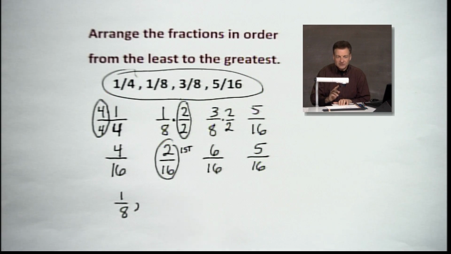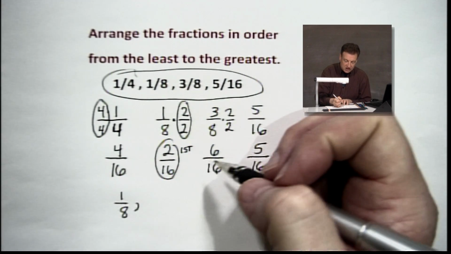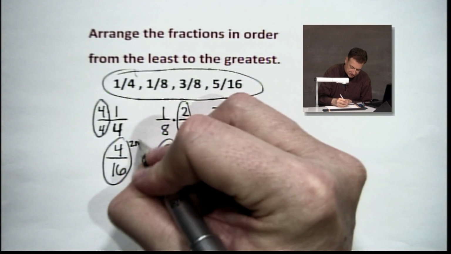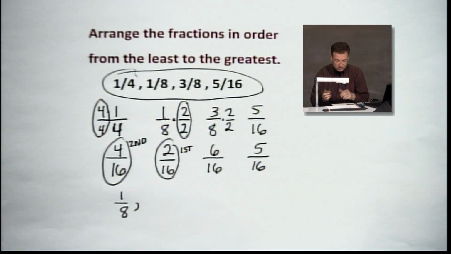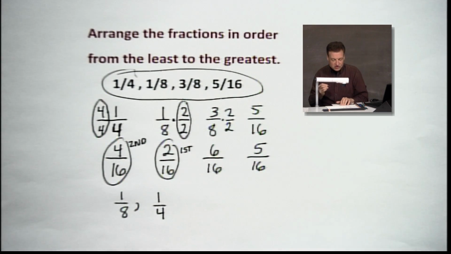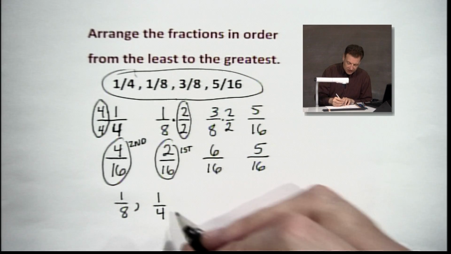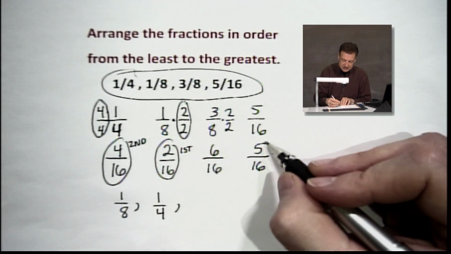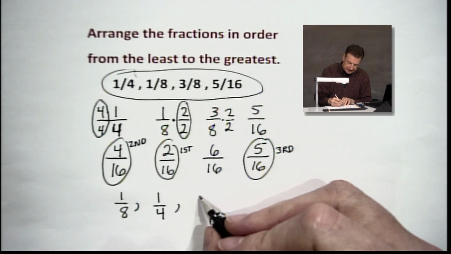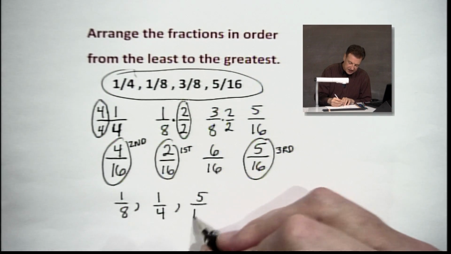Now, where do we go next? Looks like 4/16 is our next largest number. So we're going to put it in second place, it's just second in order here. And then we skip 6/16 because it's a little bit larger than 5/16. So this is our third place guy. And here we go with it, 5/16.